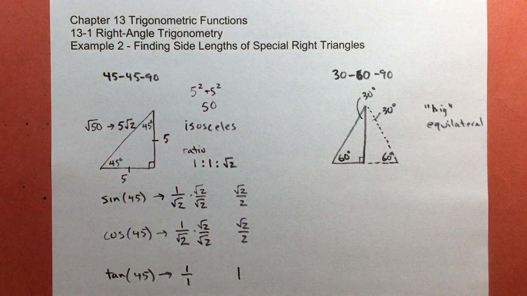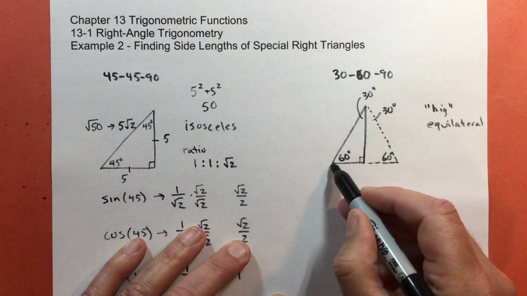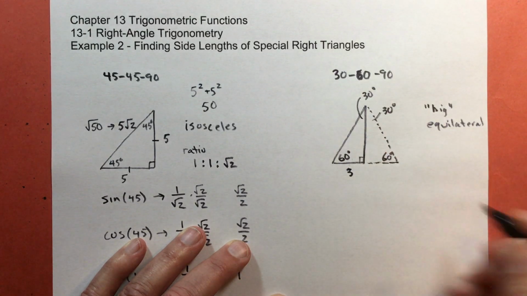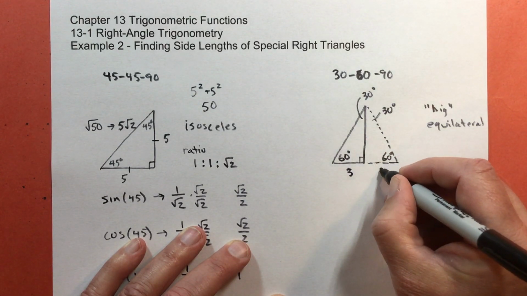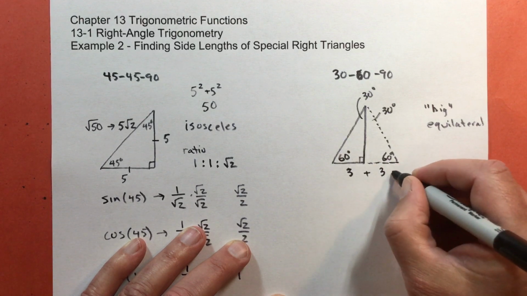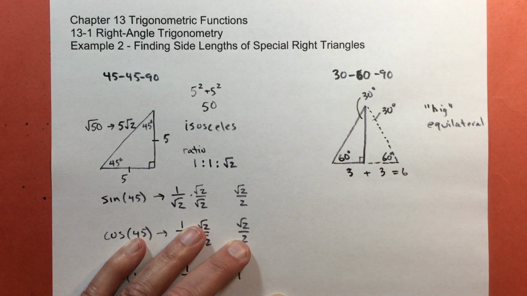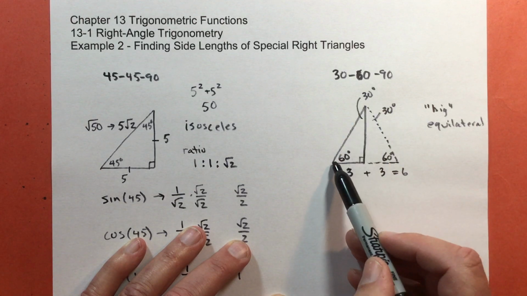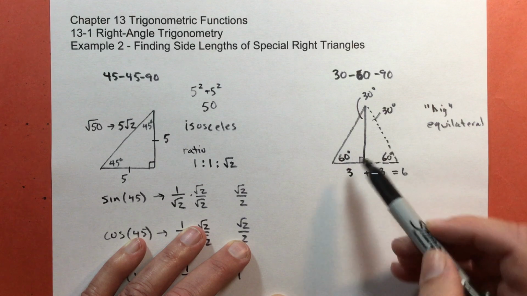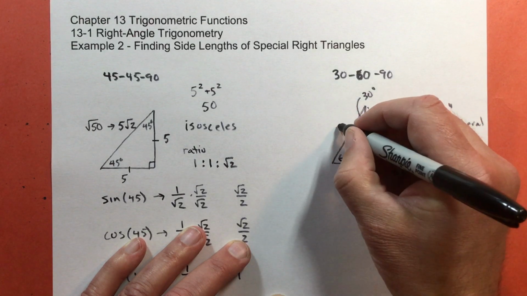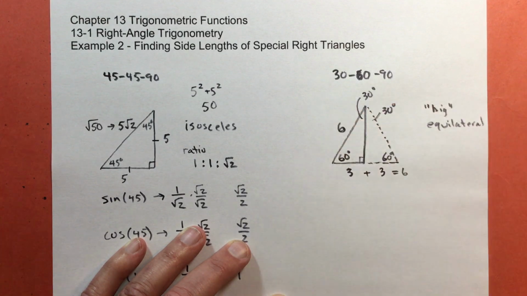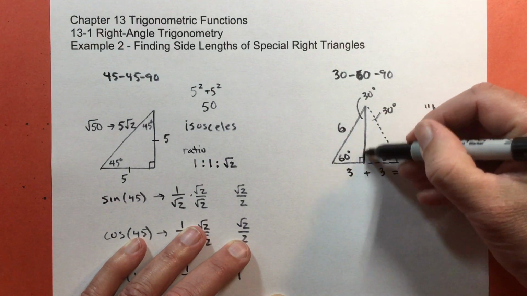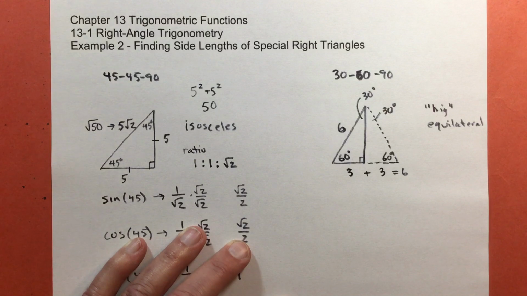So how's that going to help us? Well, let's say if I actually picked this side here, this would be 3. And when I flipped it over, now that's 3, and 3 plus 3 equals 6. And because this triangle here is equilateral, from here to here is 6. That means from here to here is 6. All I need to do now is figure out this side, and I can use the Pythagorean theorem again.